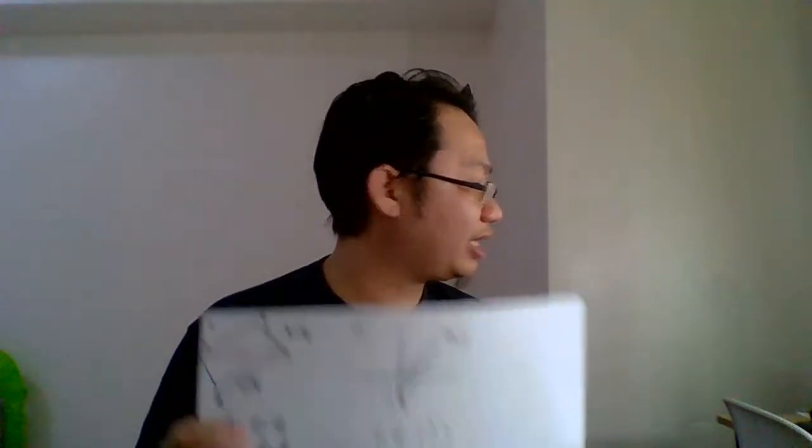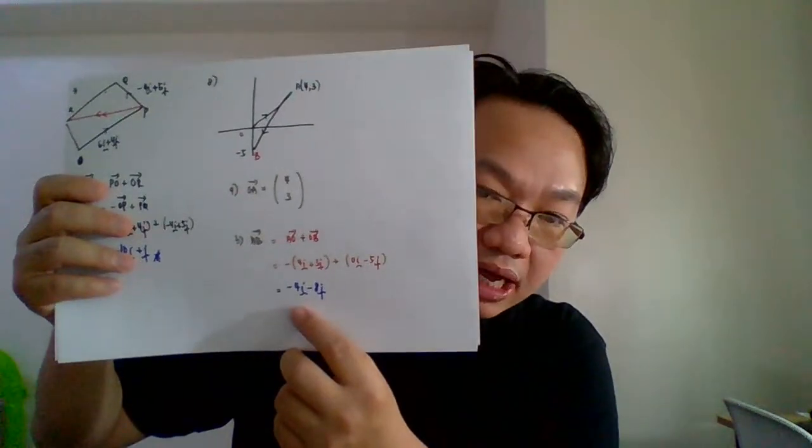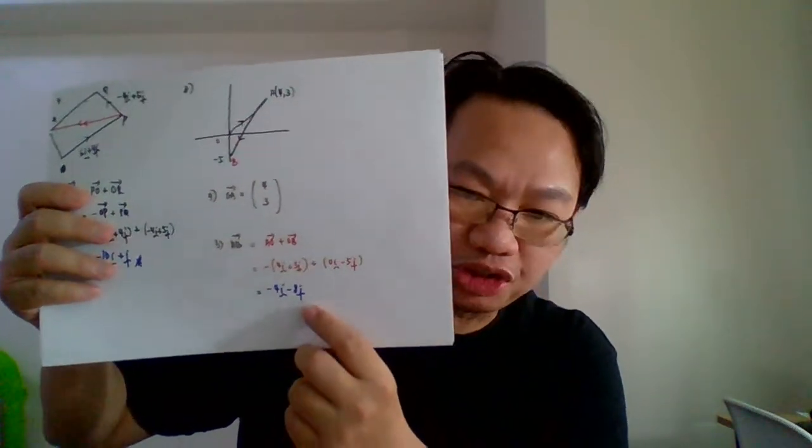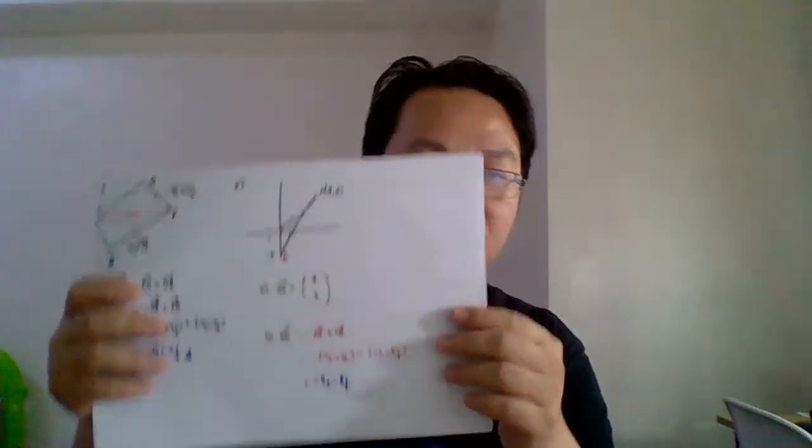Okay, so simplify everything here, then we get the final answer. The final answer for this is negative 4i, negative 3 minus 5, negative 8j. Okay, negative 4i plus negative 8j vector. That's all. That is question number 8. Okay, settled for number 8. Okay, now guys, let's do number 9.